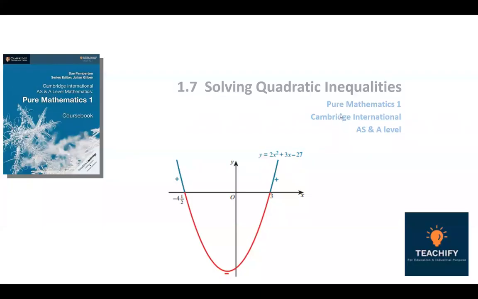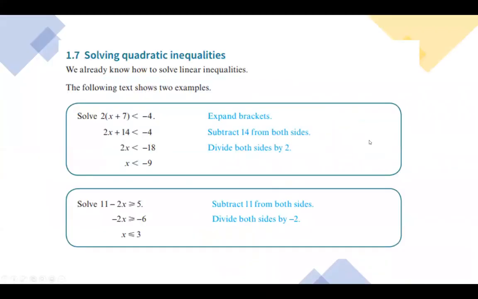Solving quadratic inequalities. So this is topic 1.7. How to solve a quadratic inequality? In previous lectures, we encountered equality problems, that is quadratic equations, where there is an equal to sign. In this case, the equal sign is replaced by greater than, less than, greater than or equal to, or less than or equal to sign. So how to do it?